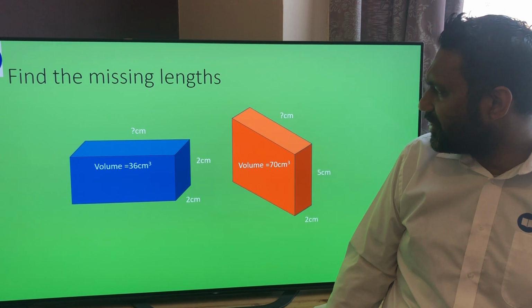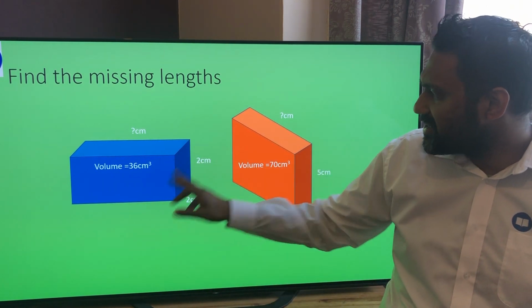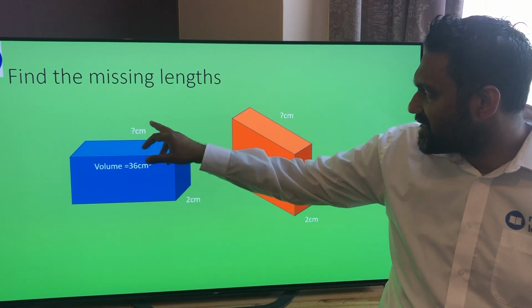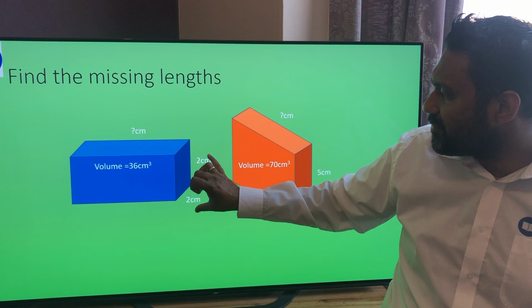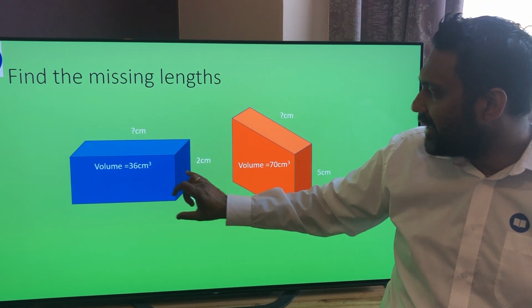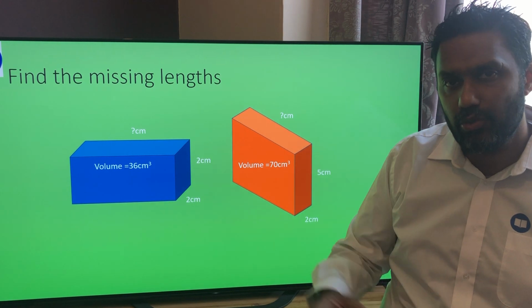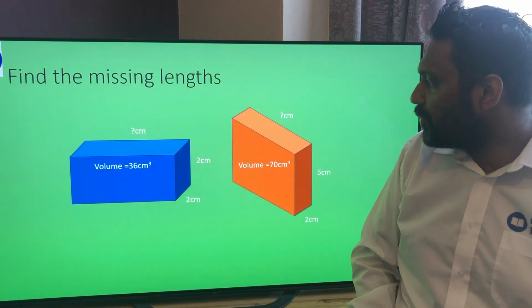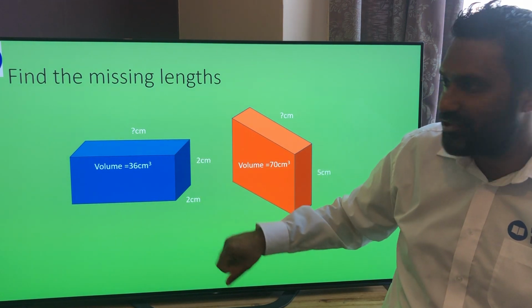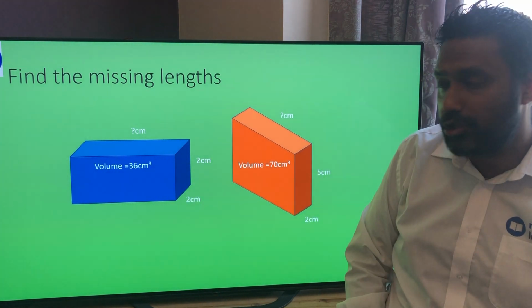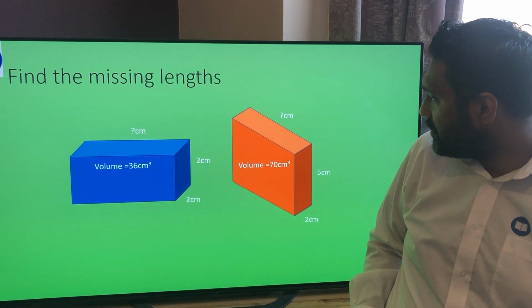What about if you got funny ones like this? Well, if you've got a missing length, the volume is this times this times this, so there's a missing number. To work the missing number out, you'd have to multiply those two together and then divide the volume by that to get the missing number. You do what we call the inverse. So you multiply your two numbers, leave the missing one out for a second, and you divide the volume by them, because your volume is the length times width times height, and that'll give you your answer.